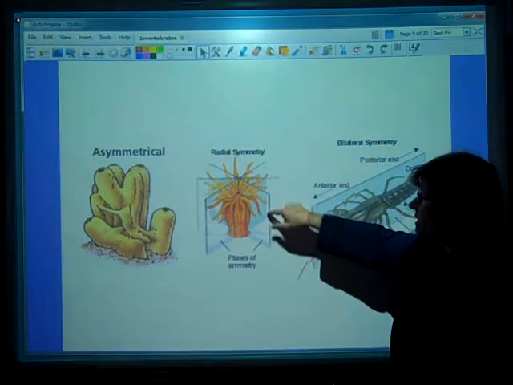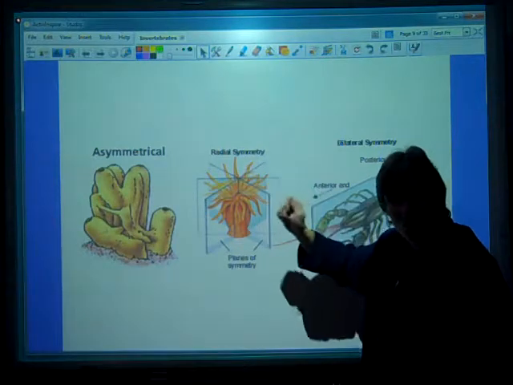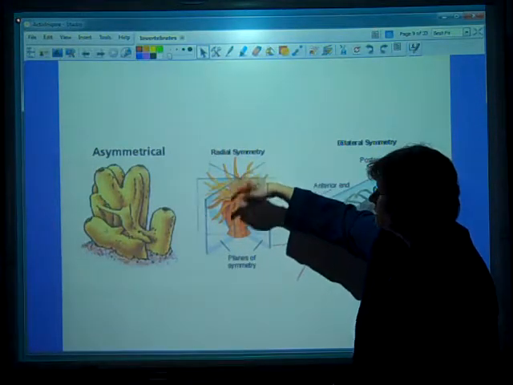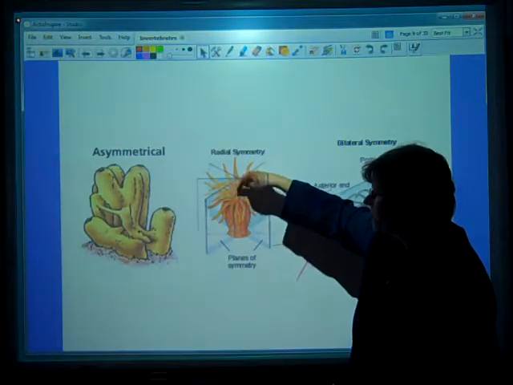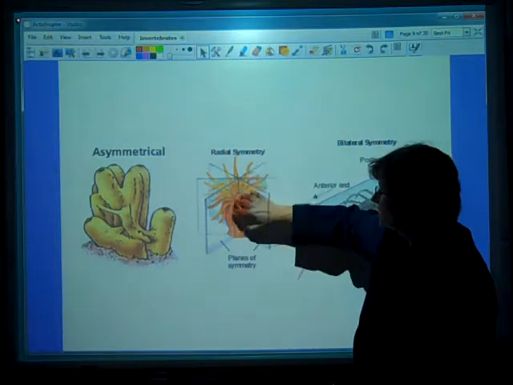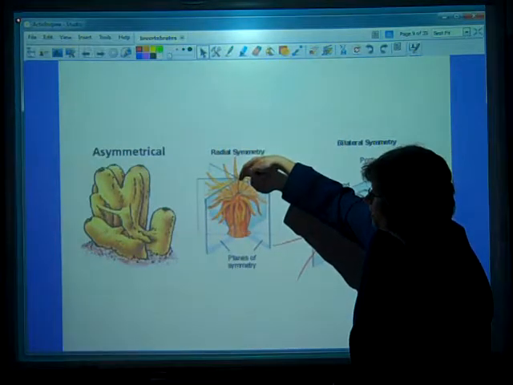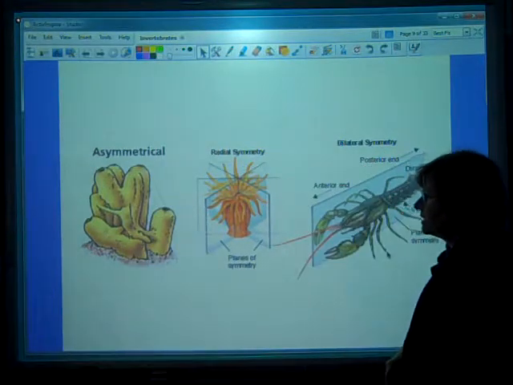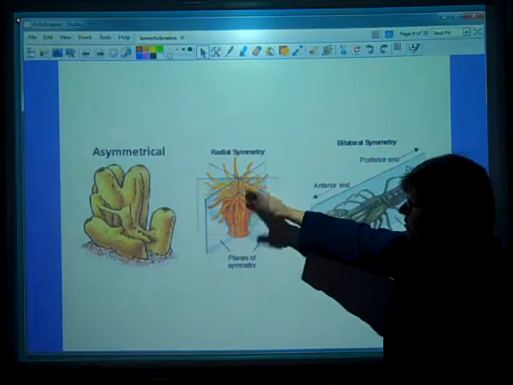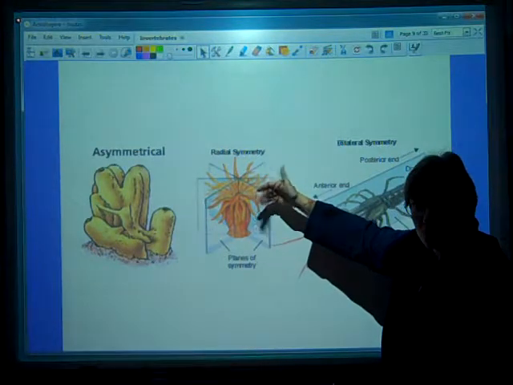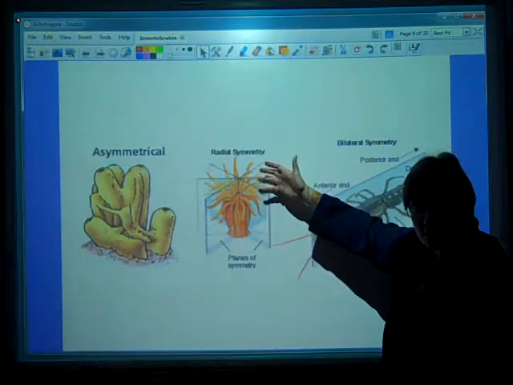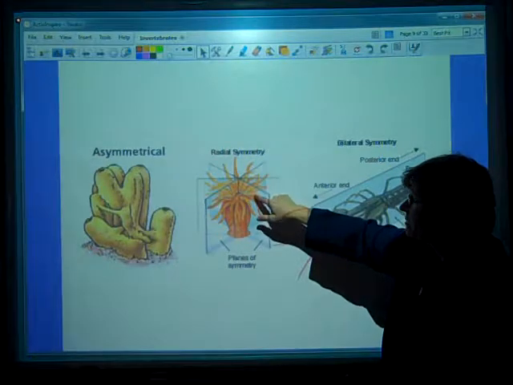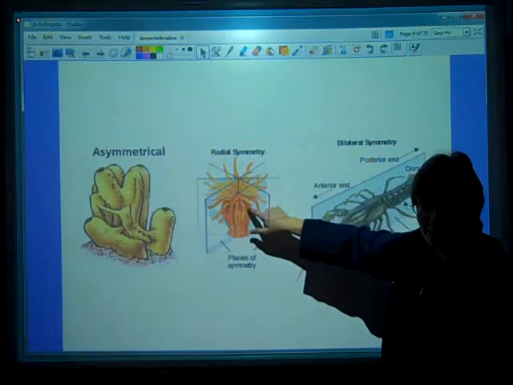Radial symmetry is when, like the spokes on a bicycle, you've got all of these different planes radiating out from the center. If we look at this from above, you would be able to see that there are several different planes of symmetry. You can break that up into lots of different segments, like the spokes on a bicycle. So radial symmetry looks like that.